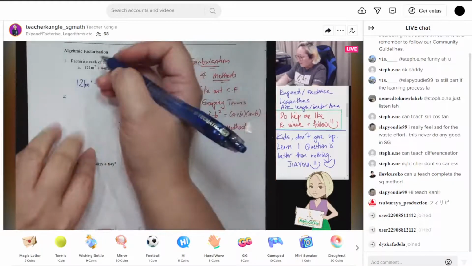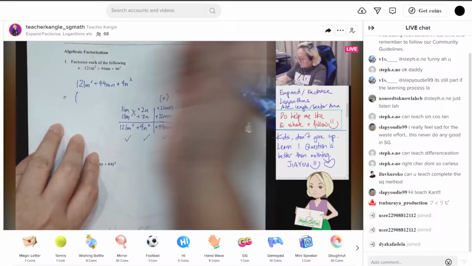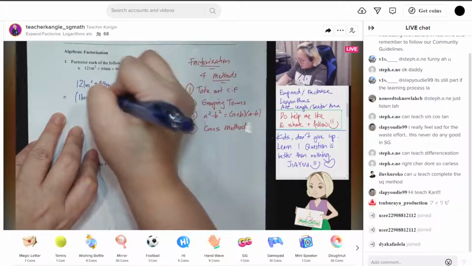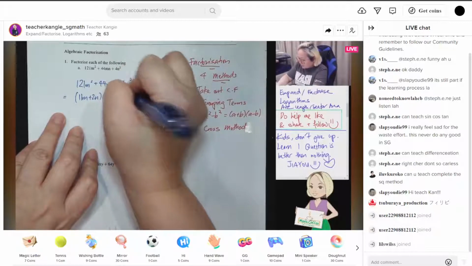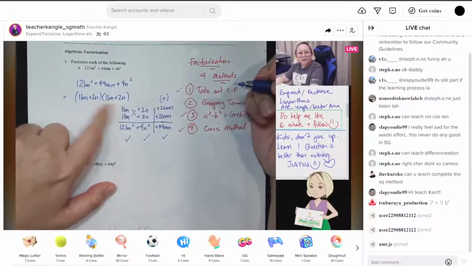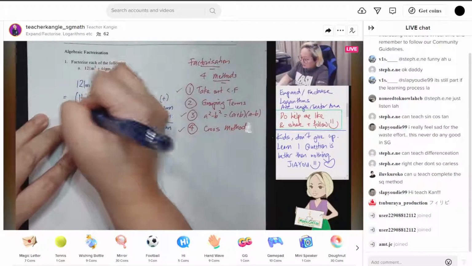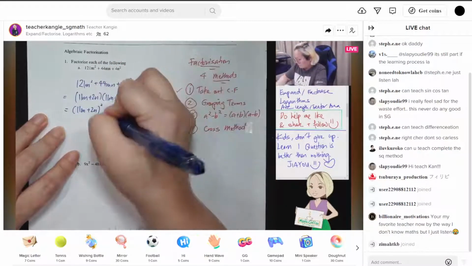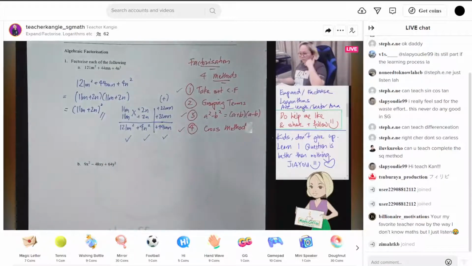Okay, then come back to here. It will be 11m plus 2n and 11m plus 2n. So you can put it in 2 brackets, or because it's the same, you can just put 11m plus 2n to the power of 2. Also can. Okay? Okay, let's move on.